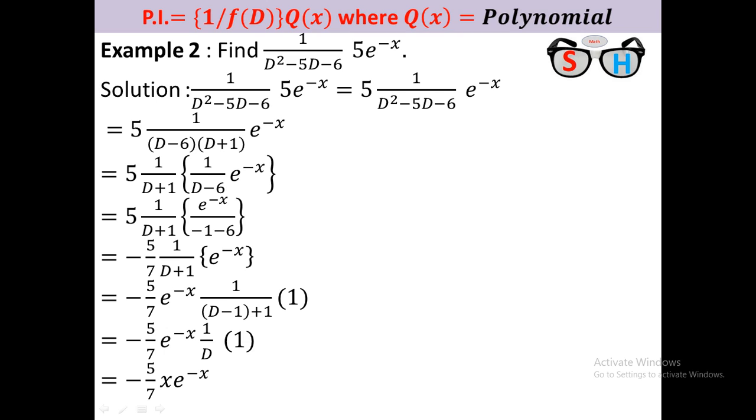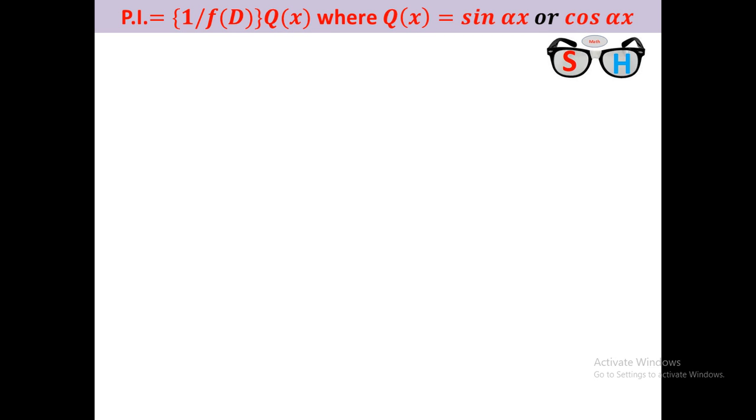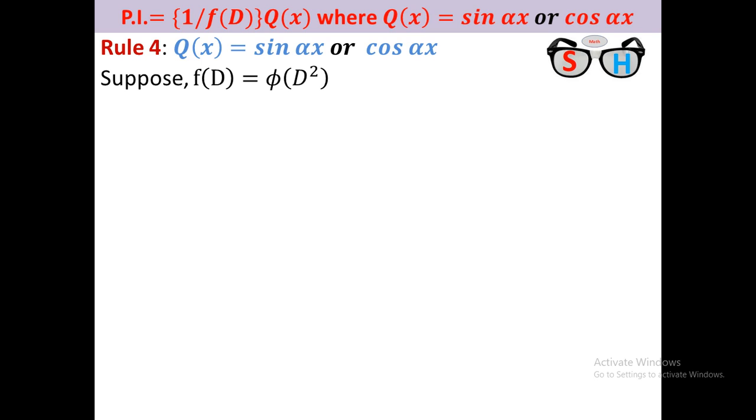I hope that you understand this. Now we will go to the next rule, when we take Q(x) as a sine function or cos function, sine alpha x or cos alpha x. Then what happens? Suppose f(D), the function of the operator in the particular integral 1 by f(D) of Q(x), is a function of D square. If f(D) is a function of D square, then you can use rule 4 directly. Otherwise you have to go another approach, with some modification.